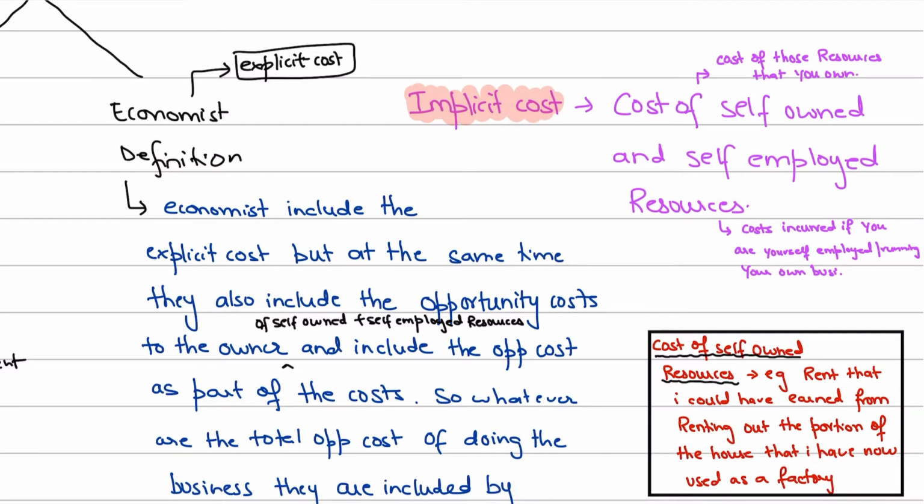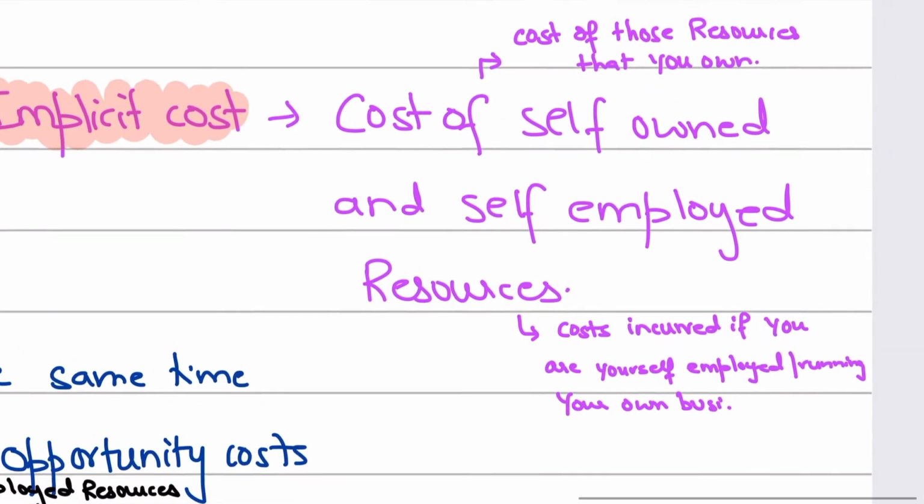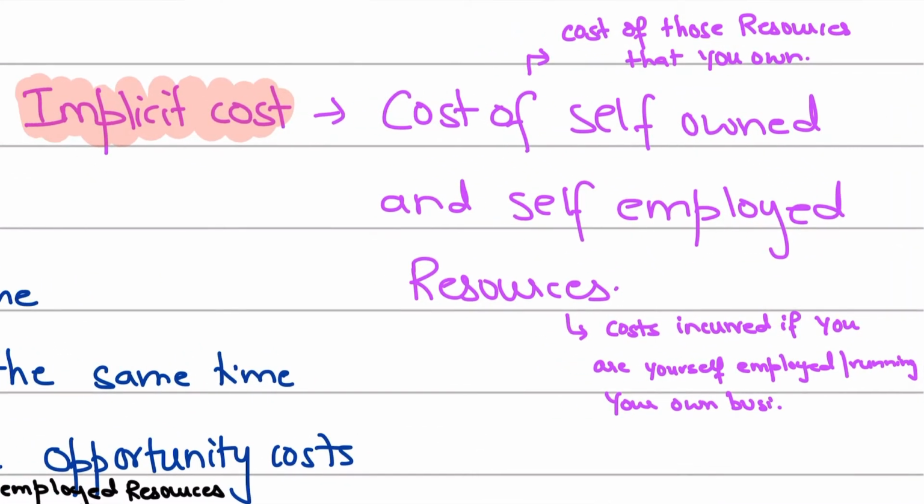And what is implicit cost? Okay, so I want you to pay very close attention to this. What is implicit cost? Implicit cost is basically the cost of, again, the word cost is being used here but no payment is being made, the cost of self-owned and self-employed resources. What does that mean? Now listen carefully.